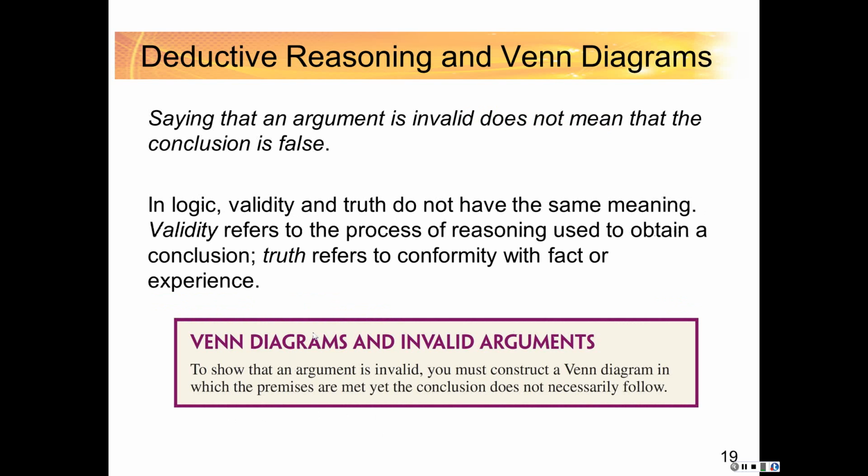Saying that an argument is valid does not mean that the conclusion is true, and invalid does not mean the conclusion is false. In logic, whether something is valid or not and the truth do not have the same meaning. Something being valid or invalid only refers to the process of the reasoning used to obtain the conclusion. So this is kind of lawyer speak here. You have to be careful with that.